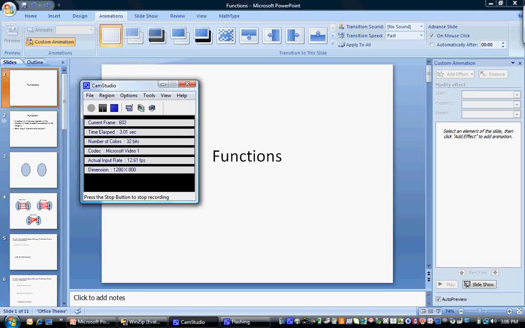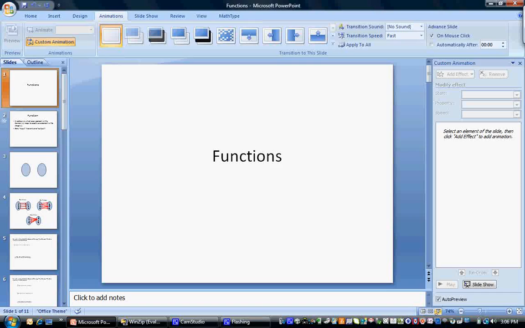The title of this lesson is Functions. By the end of this lesson, you will be able to identify which relations are functions, which relations are not functions, and also you should be able to identify the domain and the range of different functions. But before we are able to do that, we need to talk about what a function is.